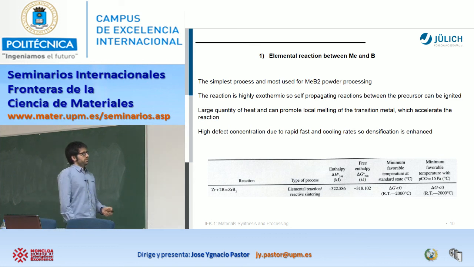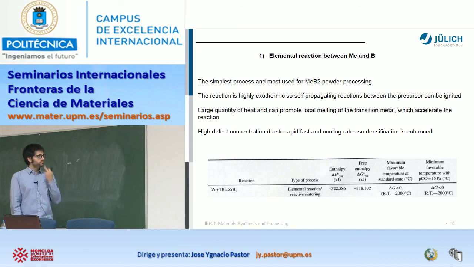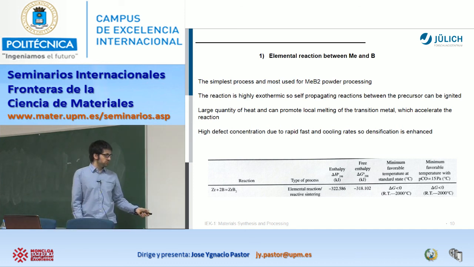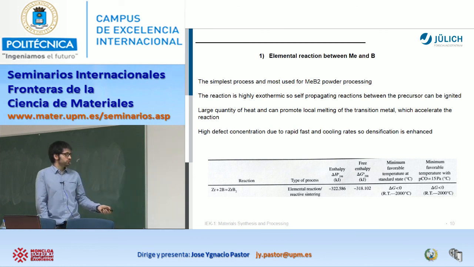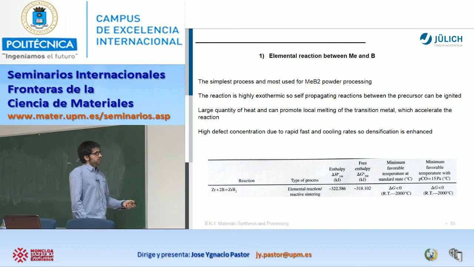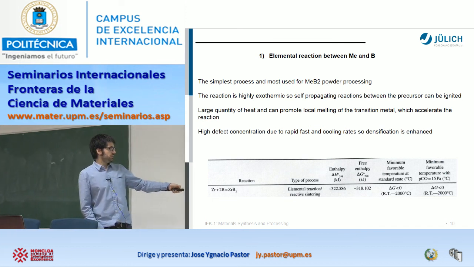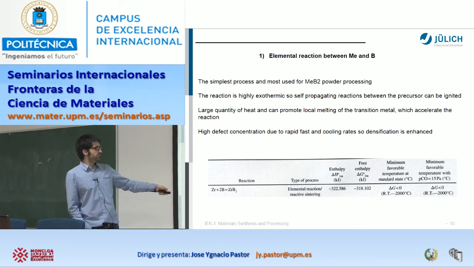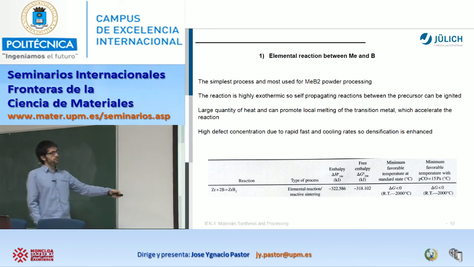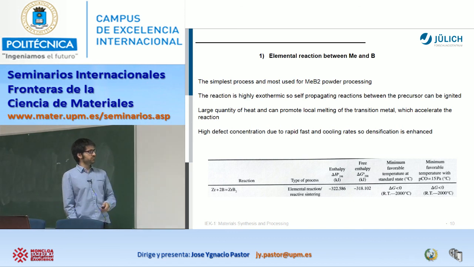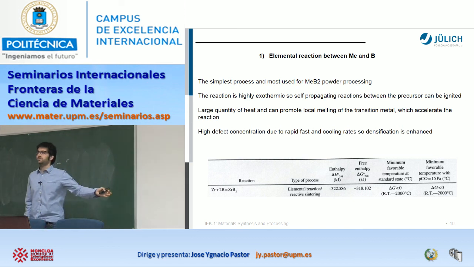For the elemental reaction, this is the easiest process. It's quite simple. You just put, for example, your zirconium and your boron, and through the reaction you will have your product. However, as you see here, the free enthalpy, the Gibbs energy, is negative. Probably you already know what it means.